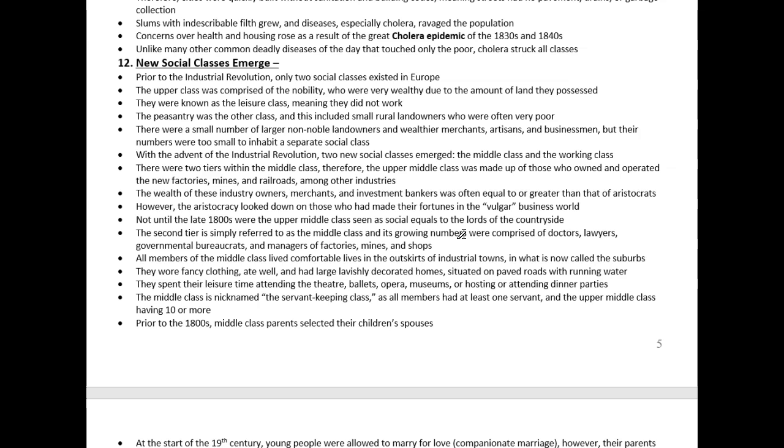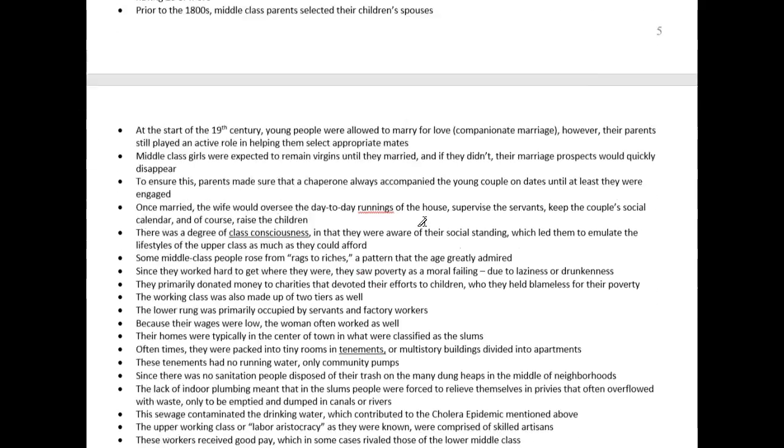The middle class is nicknamed the servant-keeping class, as all members had at least one servant, and the upper middle class having 10 or more. Prior to the 1800s, middle-class parents selected their children's spouses. At the start of the 19th century, young people were allowed to marry for love, companionate marriage. However, their parents still played an active role in helping them select appropriate mates.